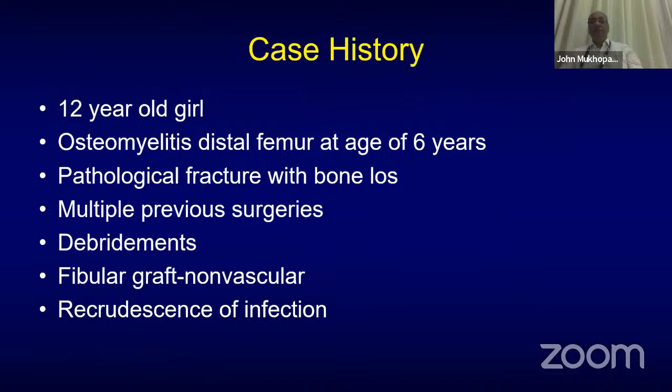This is a 12-year-old girl. She had osteomyelitis of the distal femur at the age of 6 years. She had pathological fracture with bone loss and had multiple previous surgeries with multiple debridements. She had a non-vascular fibula graft done once. That failed. That caused a recrudescence of infection. And this is what she came with, infection. So that was the situation when she first presented to us at the age of 12.